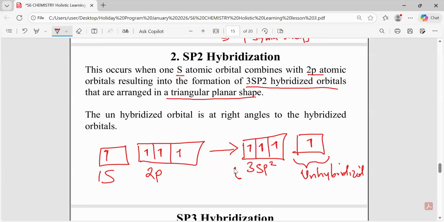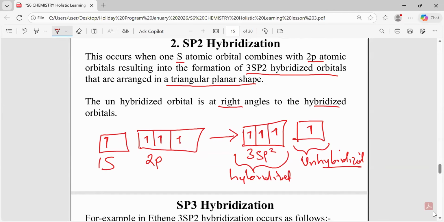And these 3 are the ones which are hybridized. Are we there? Yes. Now they say that the unhybridized orbital is arranged at right angle to the hybridized, while the hybridized ones, they are 3, they arrange themselves in a triangular planar shape. Maybe what we need to show is a triangular planar.